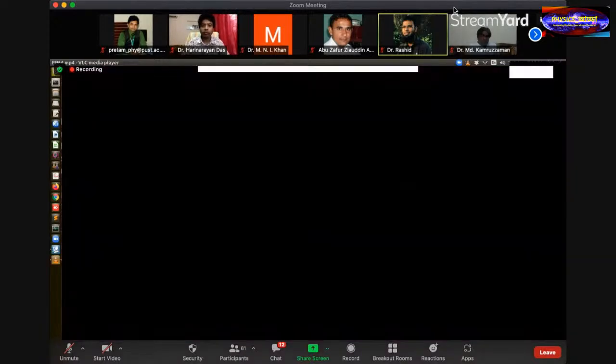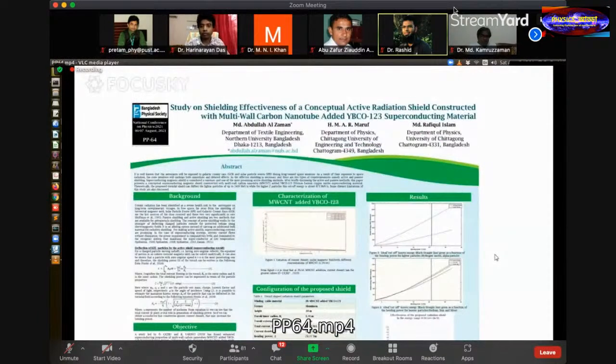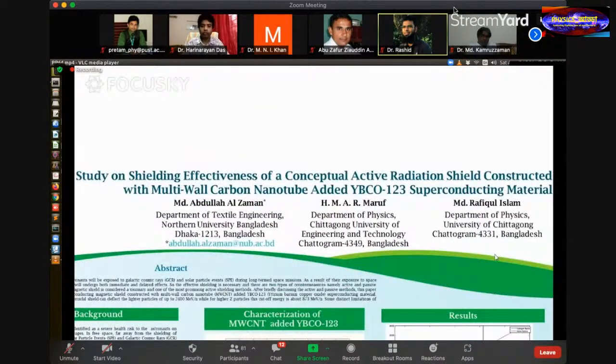So, this is the title of the poster. Cosmic radiation has been identified as a severe health risk to astronauts on long-term space missions. As a countermeasure, active and passive shielding methods are available. For making active shields, superconducting systems are most promising.